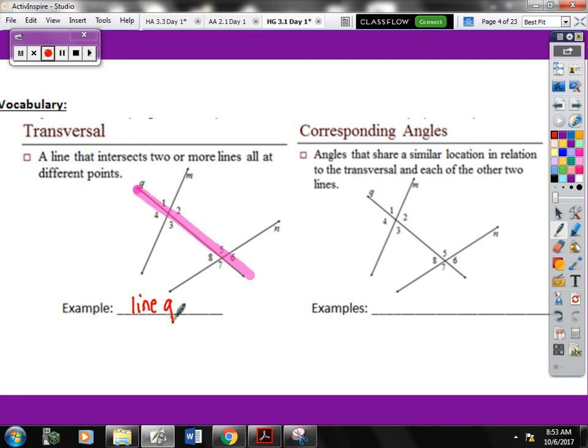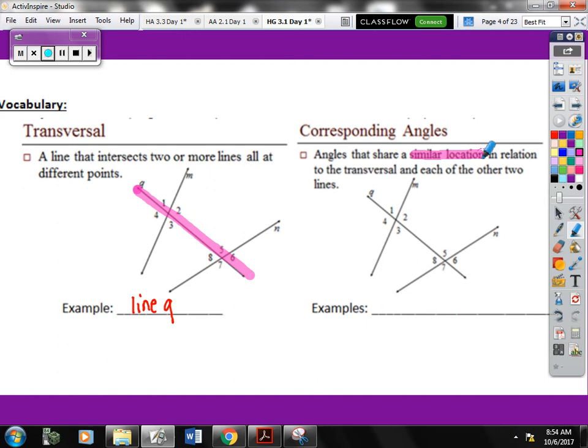All right, the next one is corresponding angles. The definition of corresponding angles is angles that share a similar location in relation to the transversal and each of the other 2 lines. So you want to think about corresponding angles as being in the same spot. So like top right, top left, bottom left, bottom right.